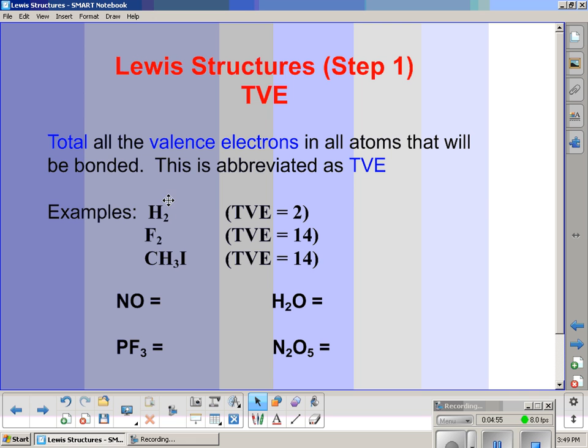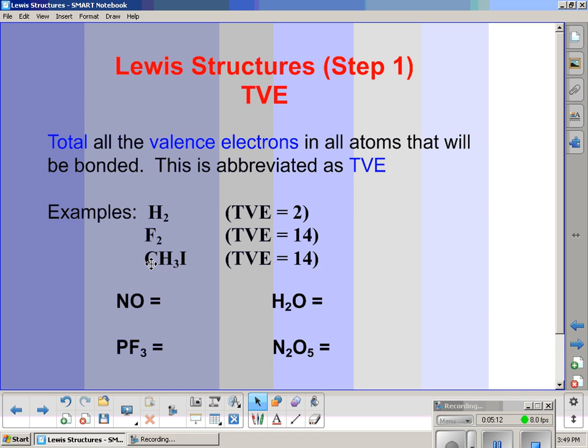Hydrogen, each hydrogen has 1 electron in its valence, it's group 1. So there's two of them. Total valence electrons here is 2. Fluorine, we have 2 of these. Each fluorine is in group 17, so each one has 7. 7 times 2 gives us 14.